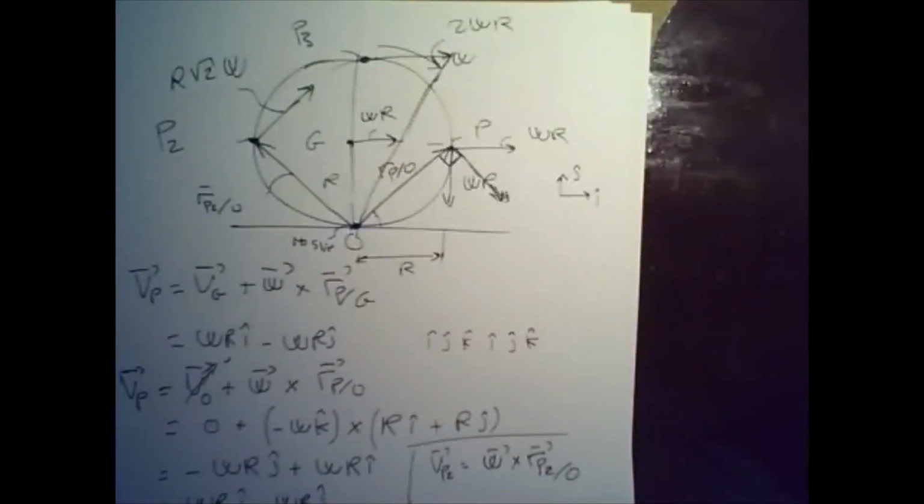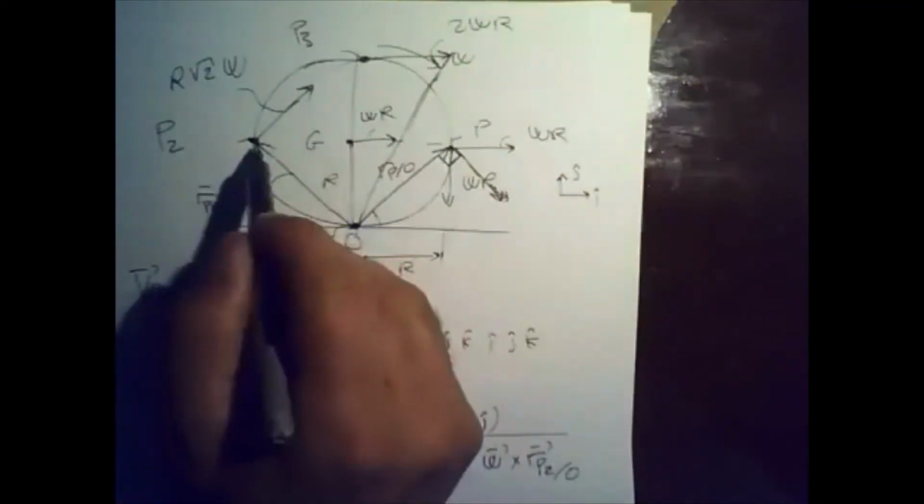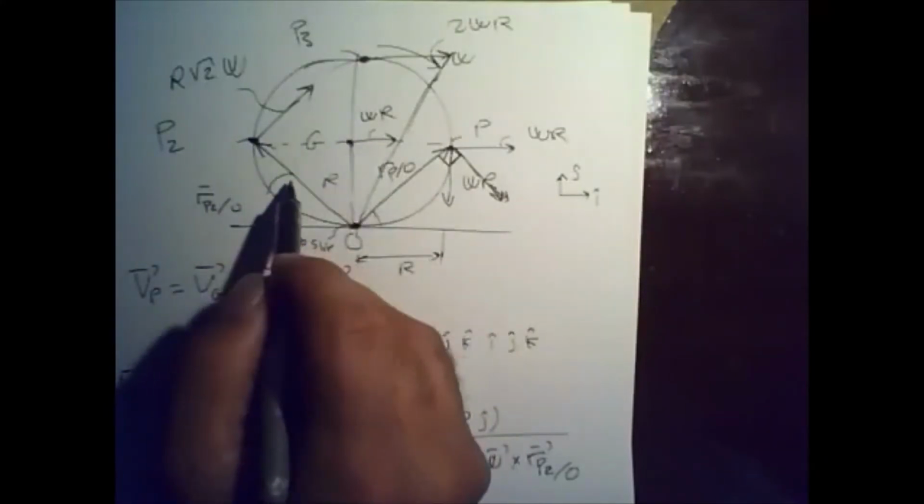Yes, doctor, I have a question. When we wanted to find the velocity of point P2, how did you directly know that the velocity is R square root of 2 omega, because we said R minus RI plus RJ? Exactly.